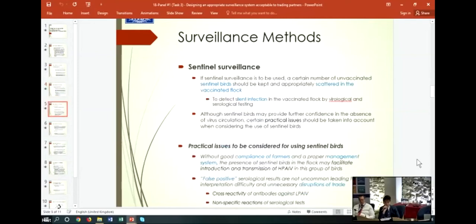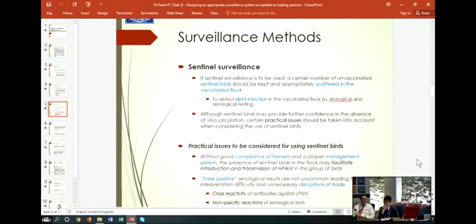And when talking about surveillance where preventive vaccination is applied, some may suggest using sentinel birds as a surveillance component. The principle is to scatter a certain number of unvaccinated sentinel birds in the vaccinated flock to detect silent infection of HPAI. Although sentinel birds may provide further confidence in the absence of virus circulation, there are certain practical issues that should be taken into account when considering its use. And I would like to take this opportunity to share some experience in Hong Kong to further explain it.